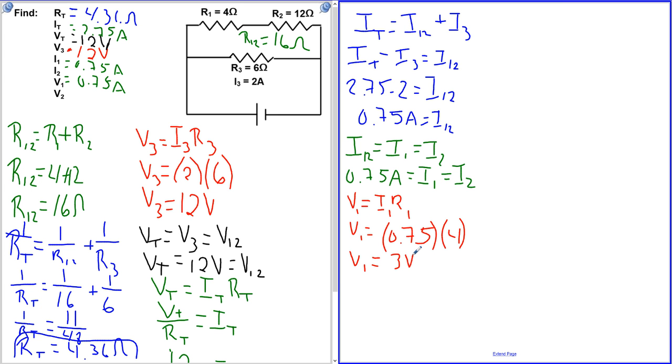And I could do the same thing to solve for my voltage at resistor 2. So V2 equals I2 times R2. So V2 equals 0.75 times 12. So the voltage at resistor 2 equals 9 volts.